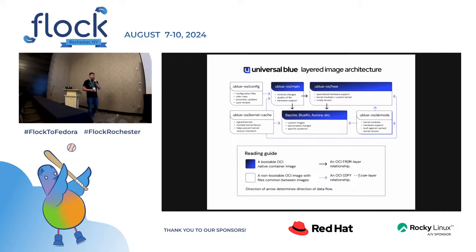Then we have HWE, which are basically hardware-enabled versions of our main images. So think NVIDIA drivers, think Asus-specific things, like if you have an Asus laptop, think about all of the things that you have to do on a typical Fedora system to get it up and running with your hardware. We try to build an image to cater to that. And then finally, this is where you get to the more opinionated changes and specific audiences that we have in mind, which is Bluefin, Bazzite, Aurora, et cetera.